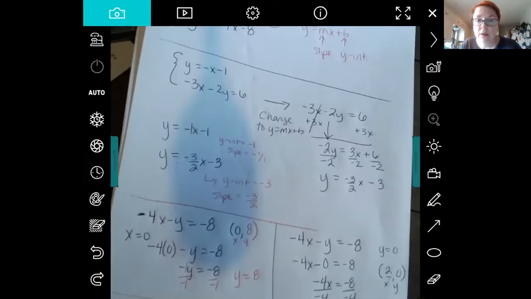So name of the game is see where those two intersect, and that will be your answer for x and for y. So in this case, you can use the intercept method we just did for both, or you can solve it for y. Get into slope-intercept form, or y equals mx plus b, graph it, and then again, see where they intersect. All right. And that is all I have for this one.